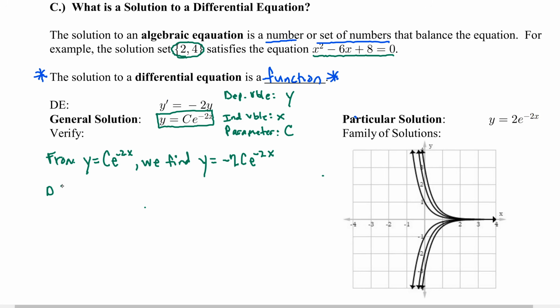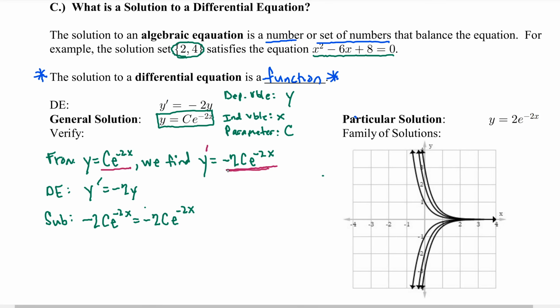Now, the given differential equation is y prime equals negative 2y. So where I see the y prime, we're going to plug in this expression, and where we see the y in the differential equation, we're going to plug in this expression. Substituting these expressions in, on the left side we have y prime, which is negative 2c e to the negative 2x. And on the right side we have coefficient negative 2, and we're plugging in what we found for y, c e to the negative 2x.